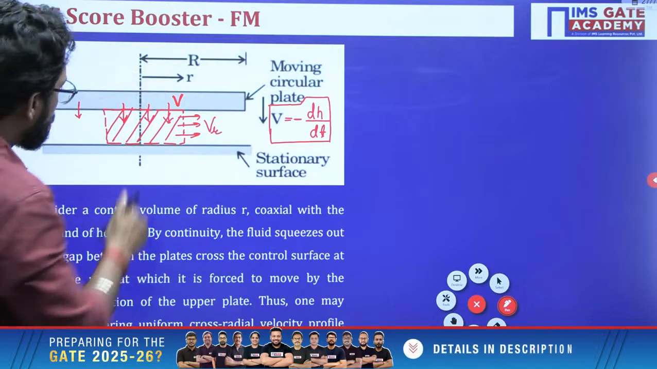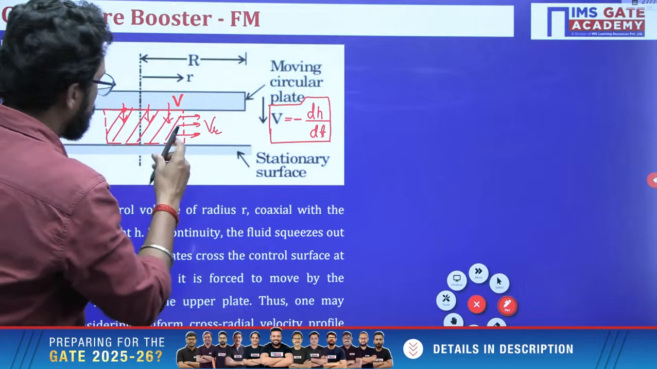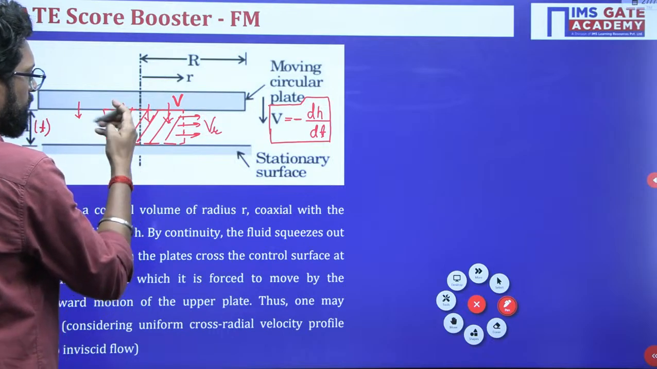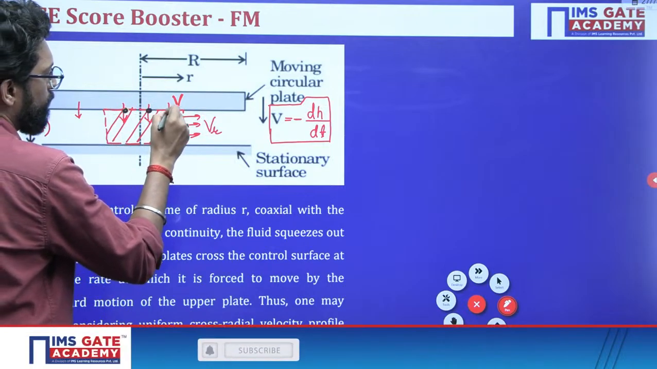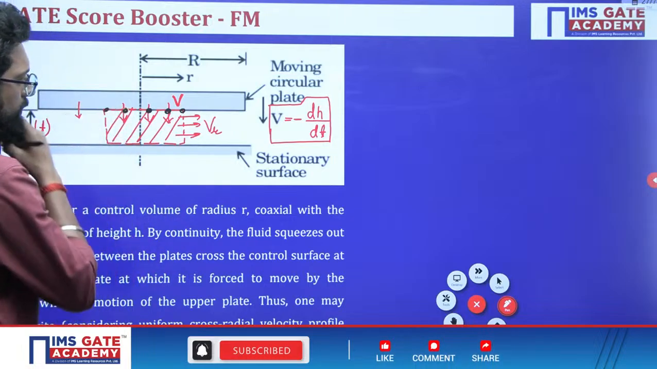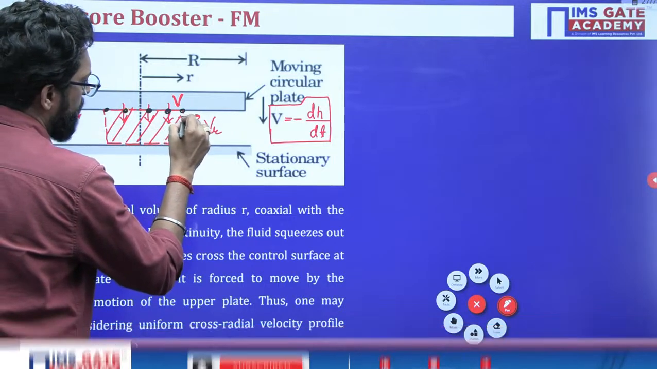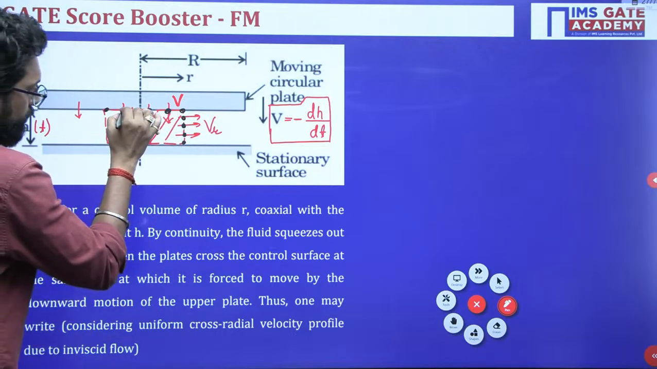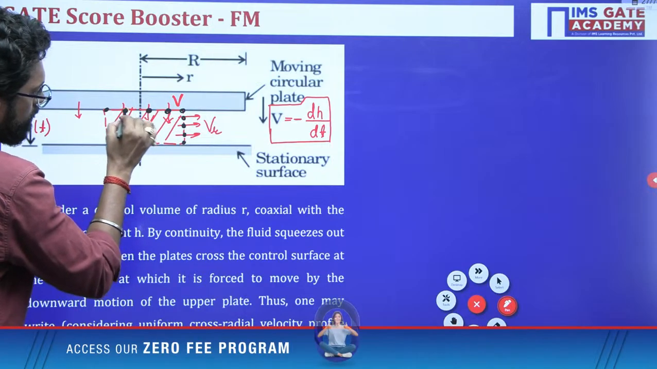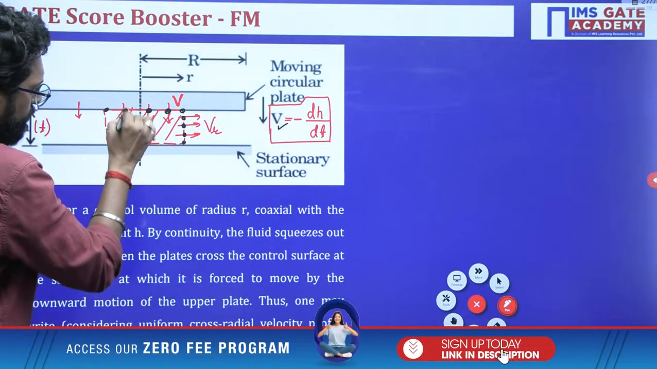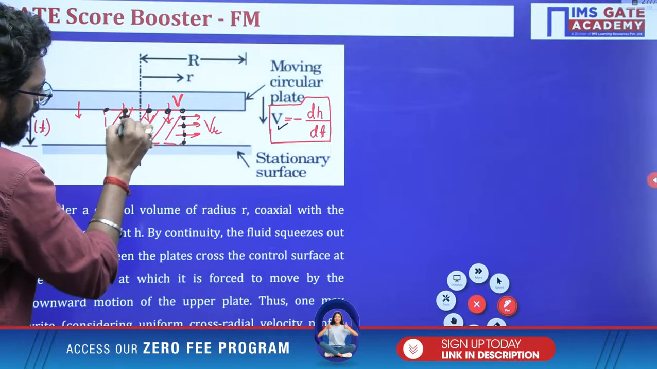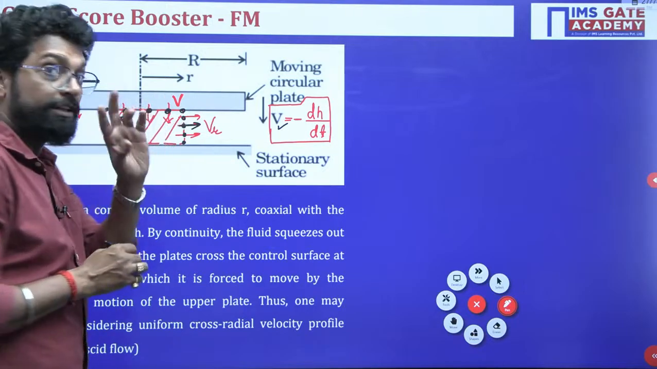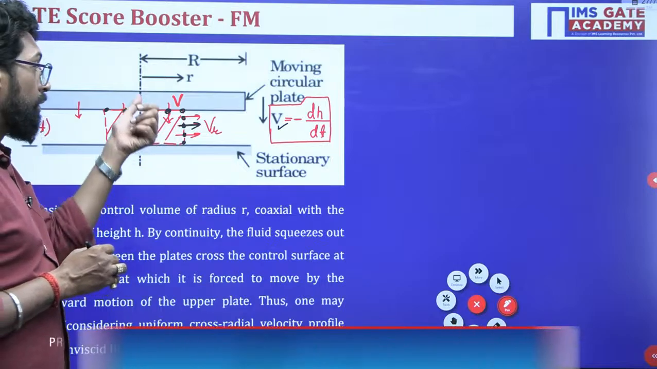So what is the rate of the fluid moving down? See, let's suppose this is a fluid particle which is stuck to the surface, at any instant. This fluid particle has a downward velocity. So this mass flow rate is the same as the mass flow rate of this one. The velocity is not the same, but the mass flow rate is the same. Why? Because the density is the same.